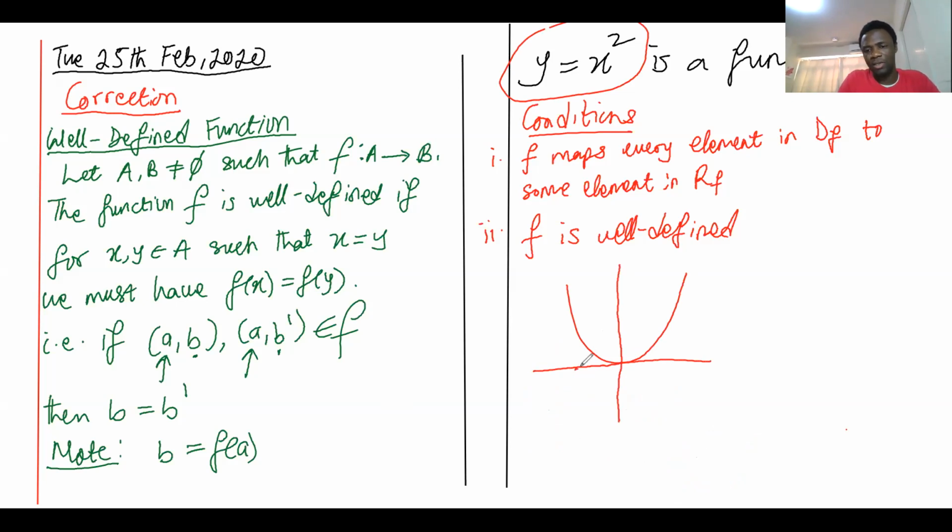Pick any x, it doesn't link to more than one y. Okay, pick another x, it links to only one y. Pick another x, it links to only one y. So you don't have a situation whereby if you pick an x, you get a y here, and maybe the same x gives another y here. It's not possible. Does that make sense?